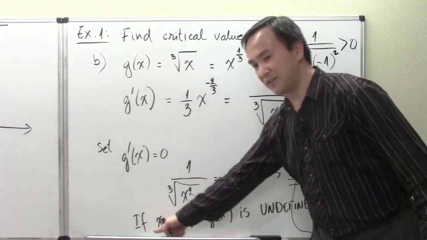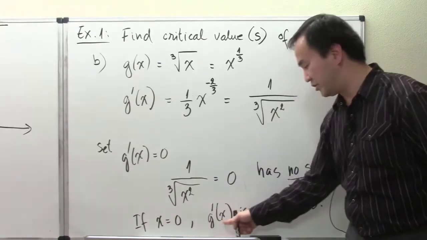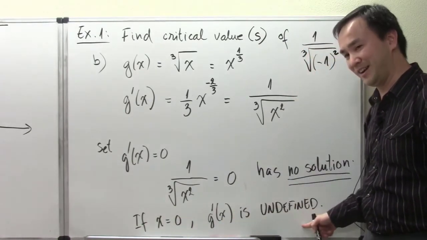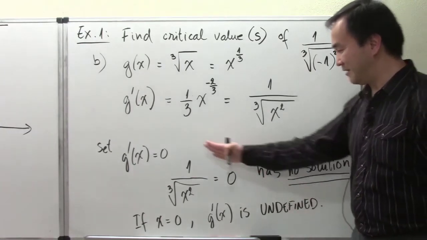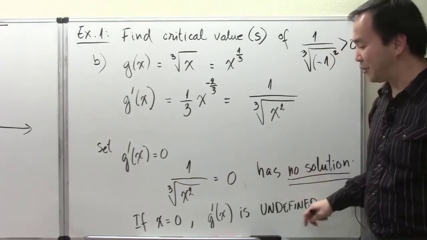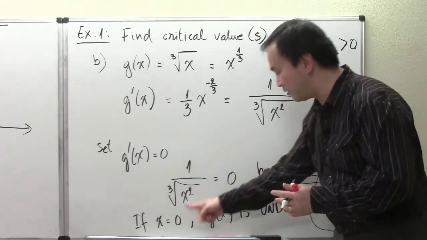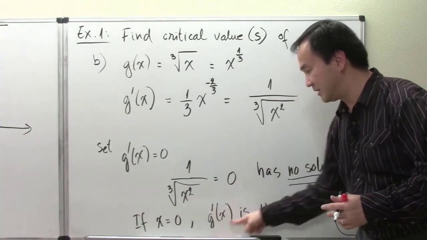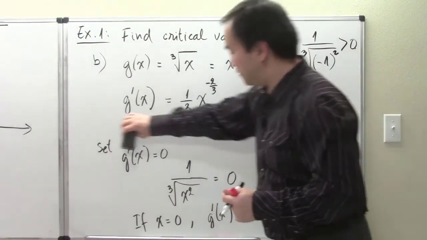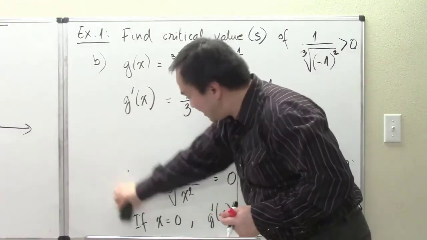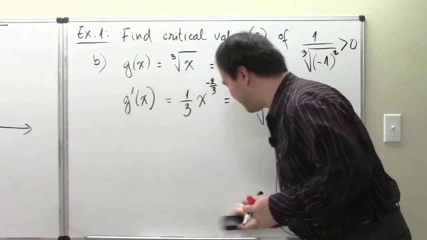But we can take some advantage right in this line. If x equals 0, our g prime of x is undefined. So that rings a bell for us. Even though this equation to solve has completely no solution, in the end we still found a critical value. That critical value is where we have our g prime being undefined. And so now here's my conclusion. So because g prime, right?